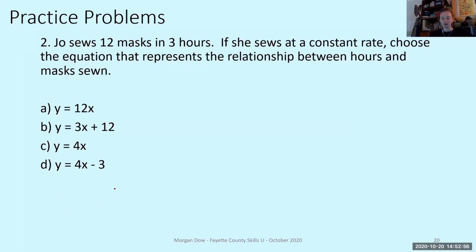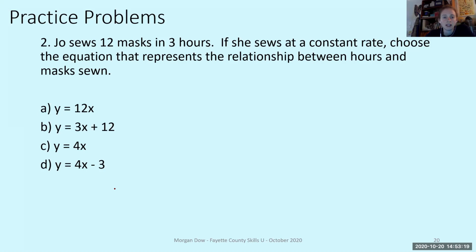All right, and then on to our last problem for today. It says Joe sews 12 masks, not 2 masks. Joe sews 12 masks in 3 hours. If she sews at a constant rate, choose the equation that represents the relationship between hours and masks sewn.